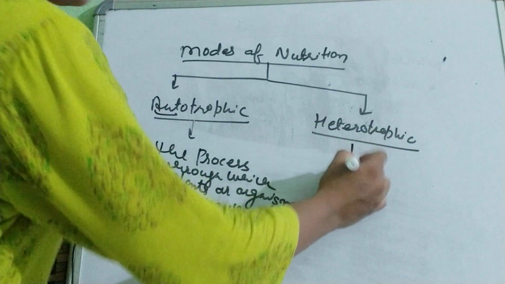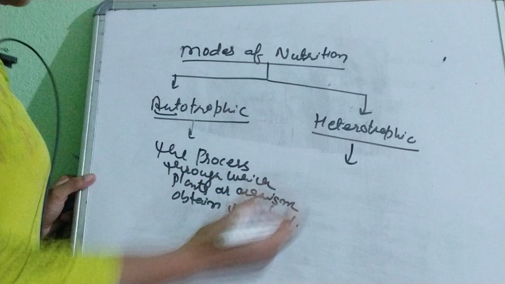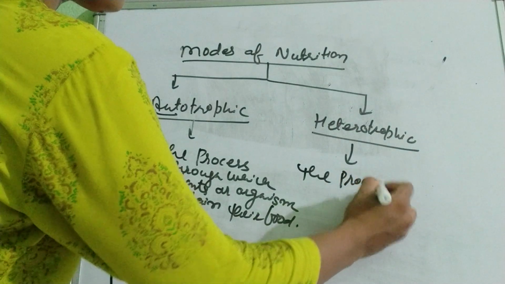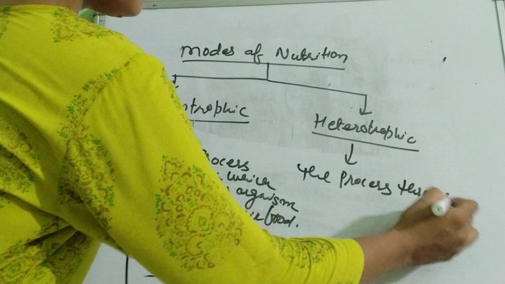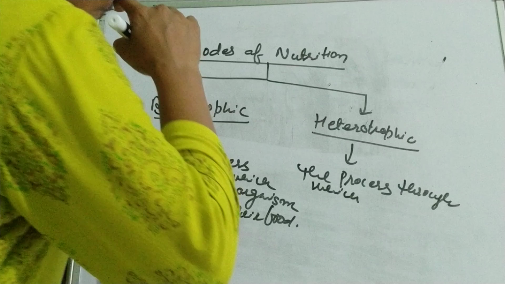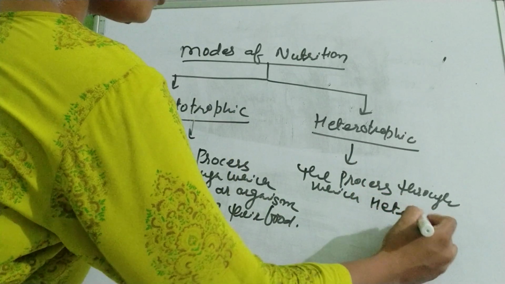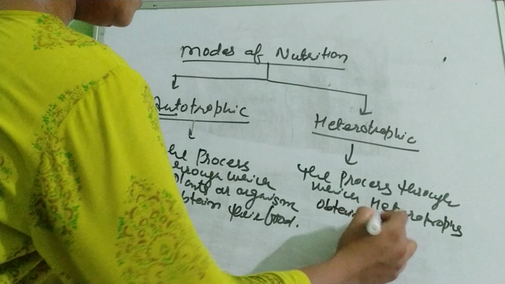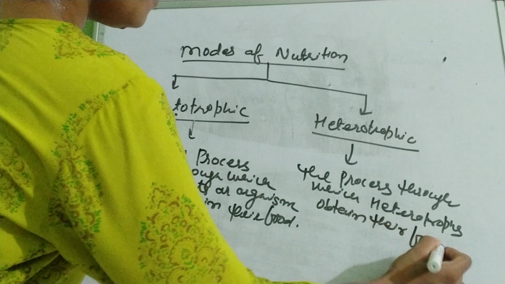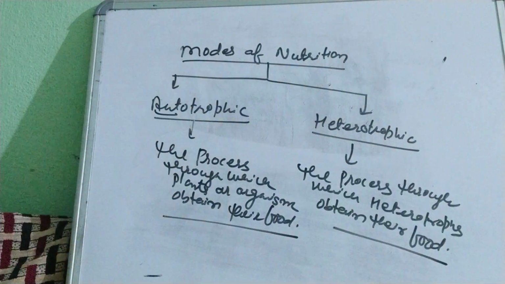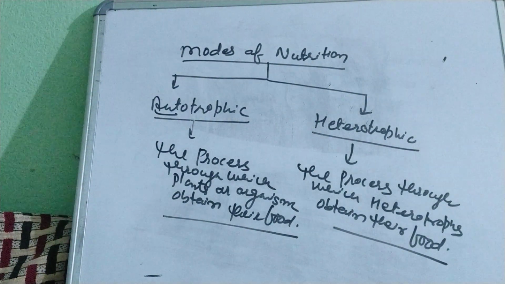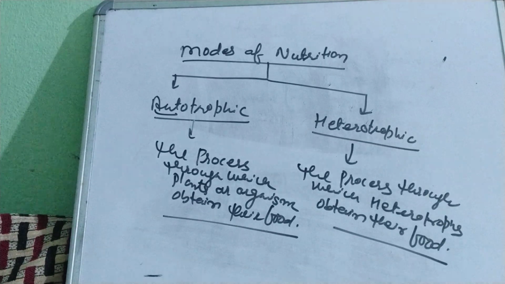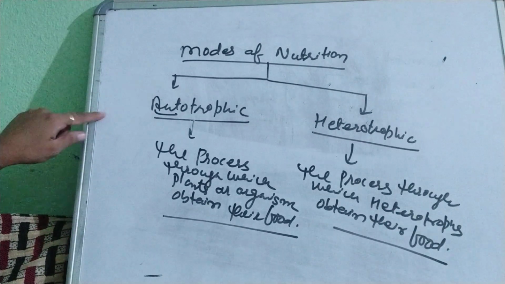And here you will write: the process through which heterotrophs obtain their food. Okay, so remember, these are the two different modes of nutrition. Clear?